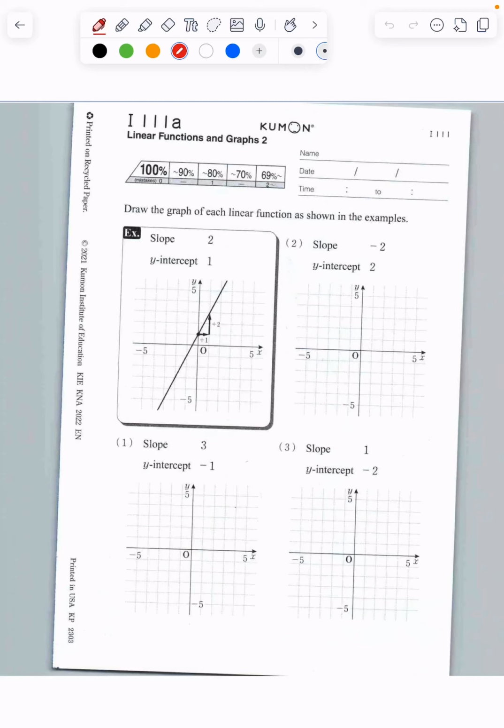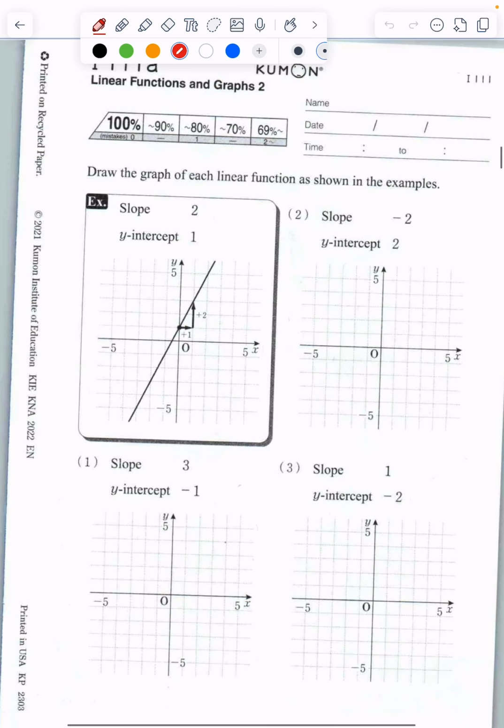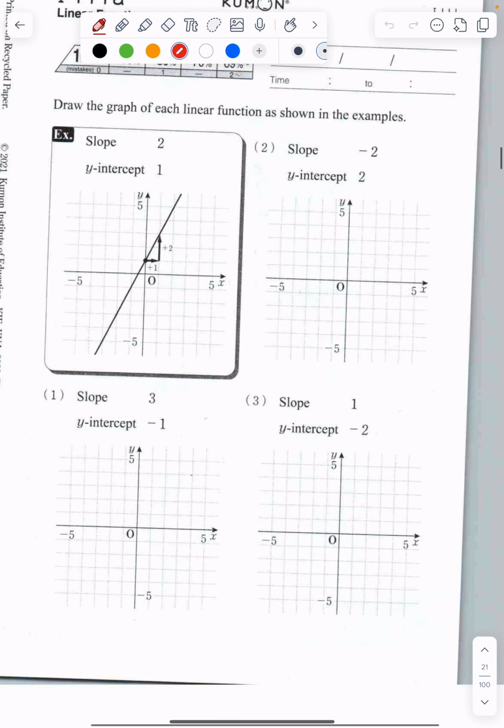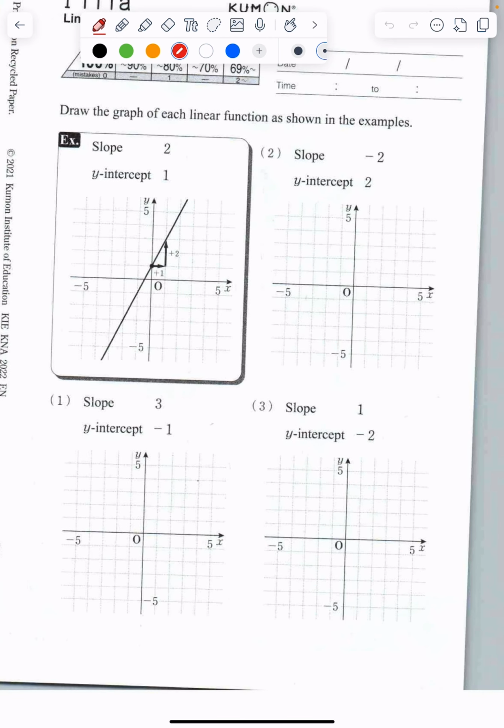Hello guys, in this video we're going to talk about page 111a. How do we graph a linear equation given the slope and also the y-intercept? If we are given the y-intercept, we can locate this dot or coordinate very easily.